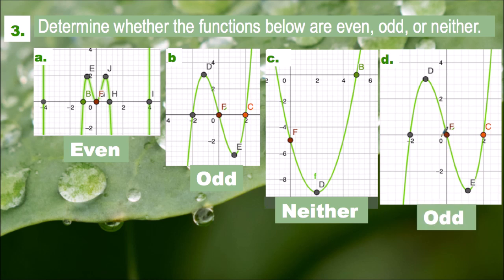And D is odd because it shows this nice symmetry with respect to the origin. When we use D and E as their reference points, we can see that that happens.